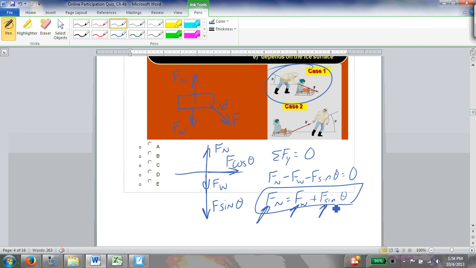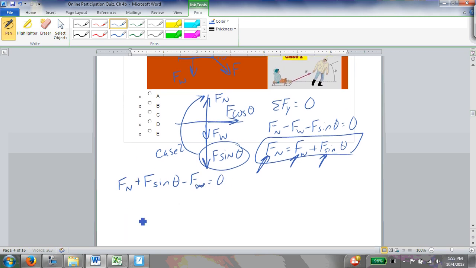Now in case 2, this force would be on the positive y-axis, where instead of pushing down, you're pulling up. And then if I were to write the sum of the forces in the y direction, it would look like this. It would be F_N plus F sine theta minus F_W equals 0. And so my normal force would equal F_W minus F sine theta. And notice now my normal force is less than the weight by this amount.